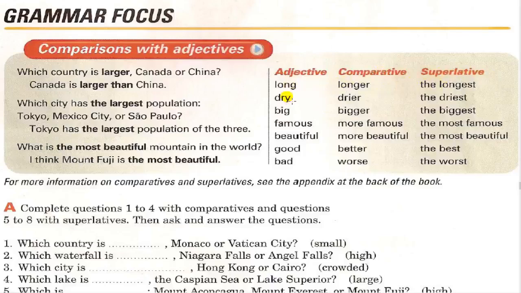Dry: the adjective ends with Y, and there is a consonant before the Y, so it's not a vowel. Vowels are A, E, I, O, U. But here we have R. Dry, drier, the driest. Y becomes I, and we add ER, or I-E-S-T. So we delete Y, we remove Y and we put I-E-R or I-E-S-T.